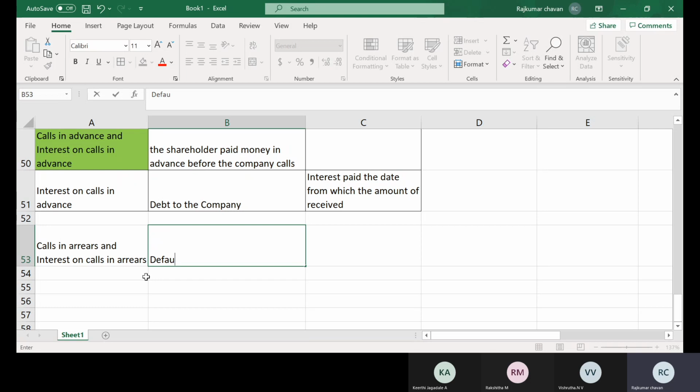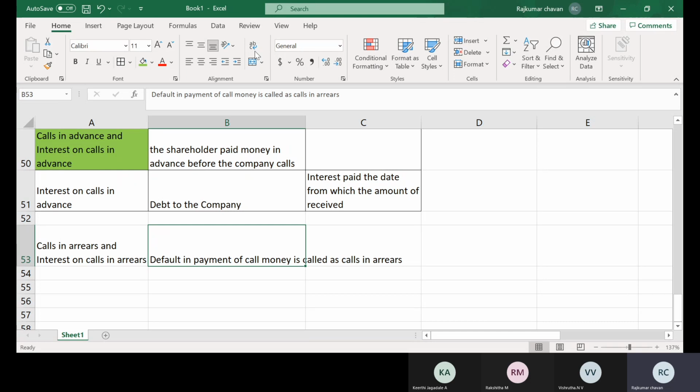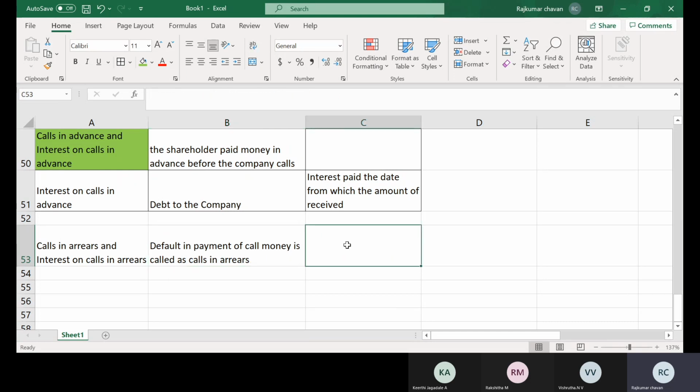default. So just one word you have to remember: default in payment of call money is called calls in arrears. Nothing to bother much about this. If the shareholders default on the money they were told to pay on 13th of June, the first call, that is called calls in arrears.